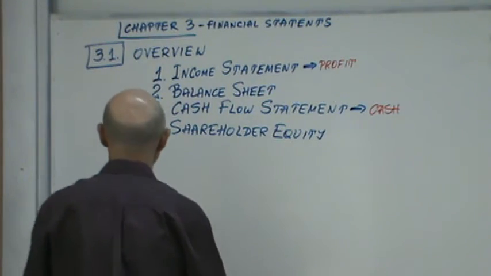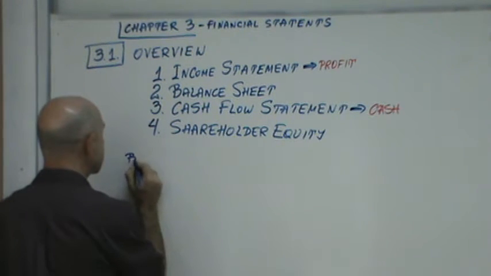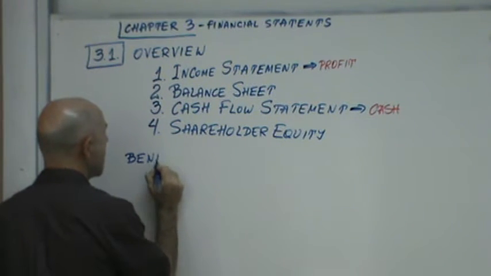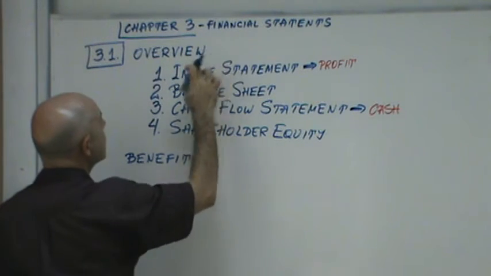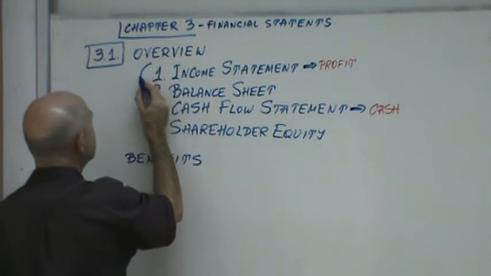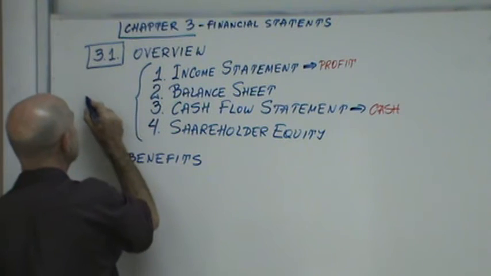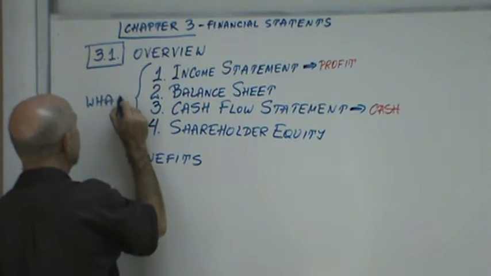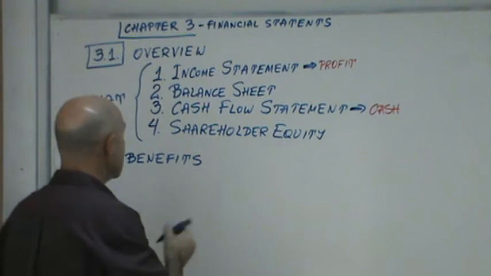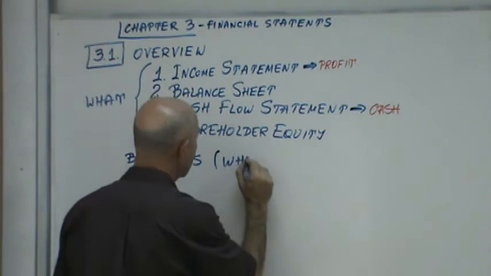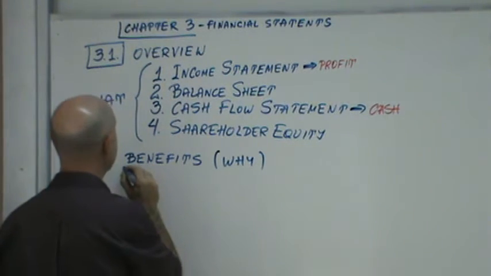So, this is overview. Now, benefits. What are the benefits? This overview tells you basically the question of what do we have, or which are the statements. The benefits here are why we do this thing.